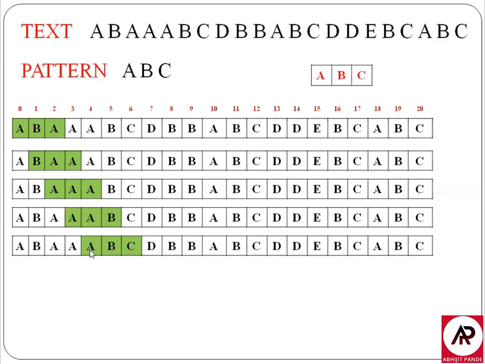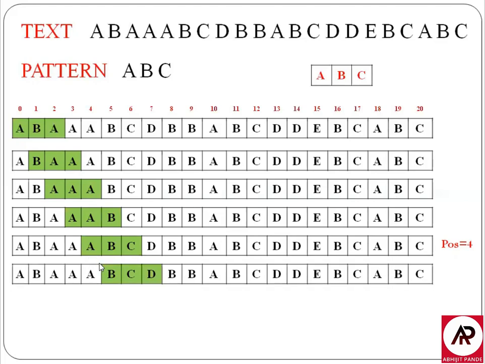That is, what is the position of the starting window? The starting window is at position 4. That's why we can say that the pattern ABC is present at position 4. So again, the next step is to move the window by one character.